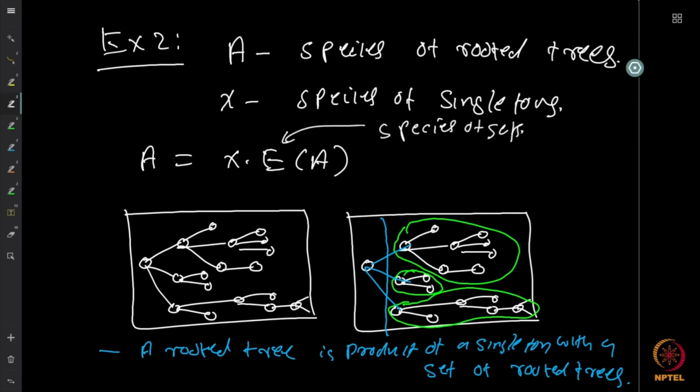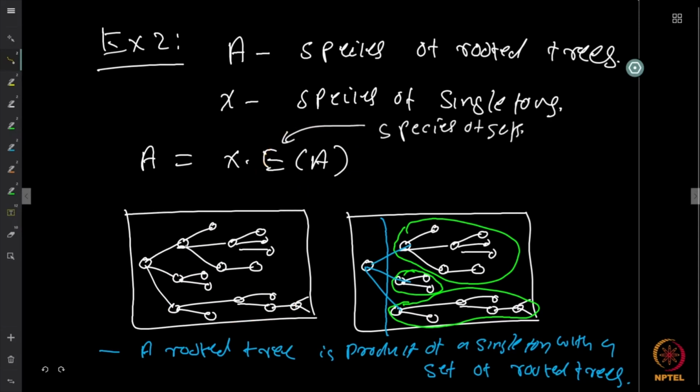Well, just look at the following figure. You have a rooted tree here, where this is the root, let's say. What is a rooted tree like? You have a root, which is a special element, and then once you remove the root, what do you get? If you remove this, you will get several subtrees, and the subtrees form a set. So it's a set of subtrees, which is E of A.